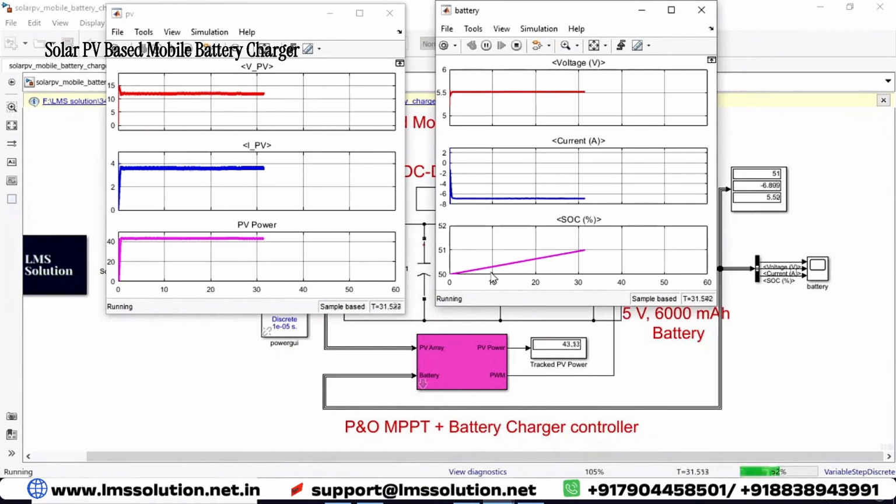That means we are going to charge the battery by using this 45 watts panel with that DC-DC converter with the MPPT algorithm. You can charge the battery from 0% to 100% in around 50 minutes. Within 50 minutes, you can charge the battery by using this model.